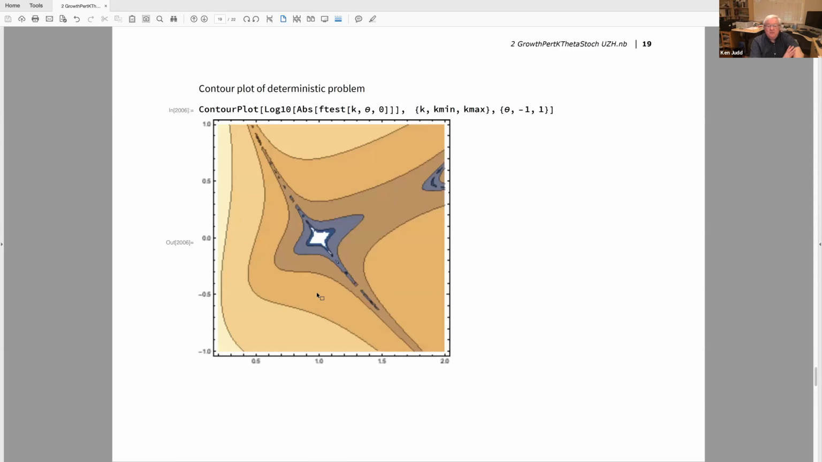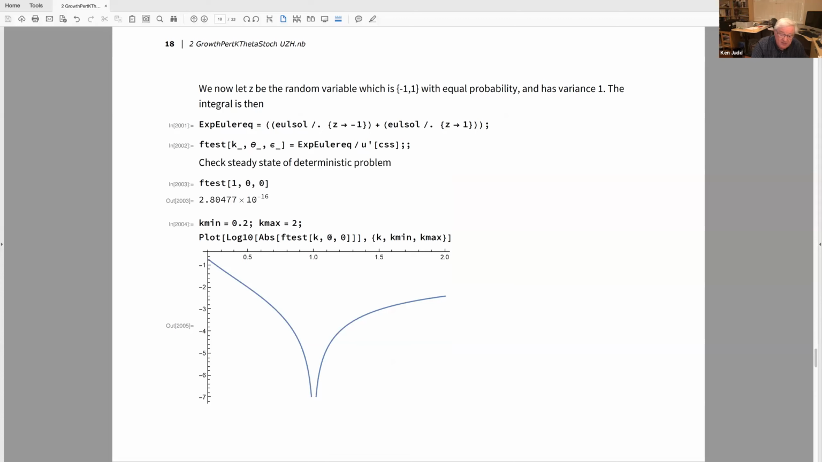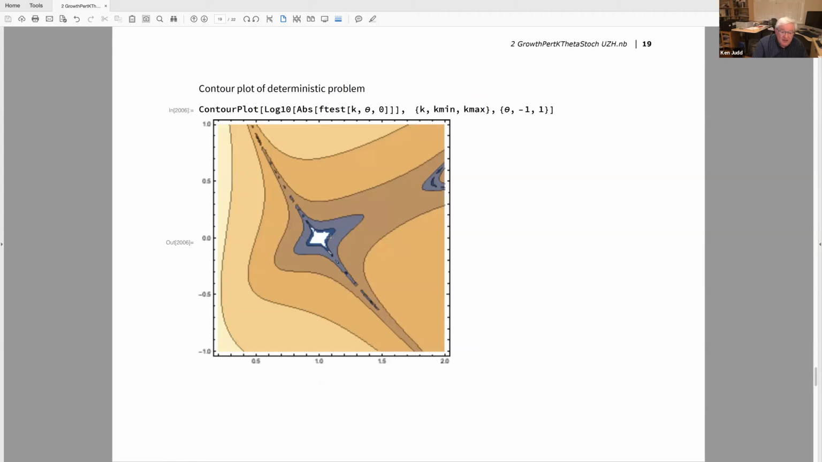Now, what about the rest? You see, that was the deterministic problem where I held theta fixed at 0. So this is exactly the same kind of problem I did earlier. Now what I'm going to do is stay with the epsilon equals 0 problem, which is a deterministic problem, but now I'm going to look at the Euler equation errors over the k theta space. Because remember, this is the steady state here, where the steady state is down here. Theta equals 0 and k equals 1. This is a steady state of the k theta problem.